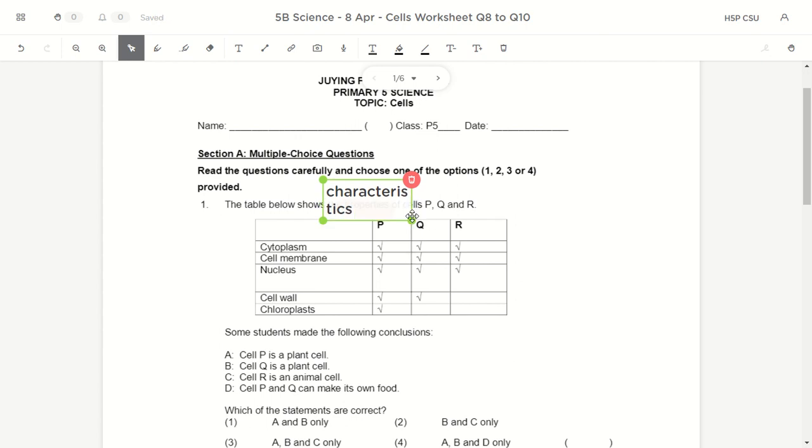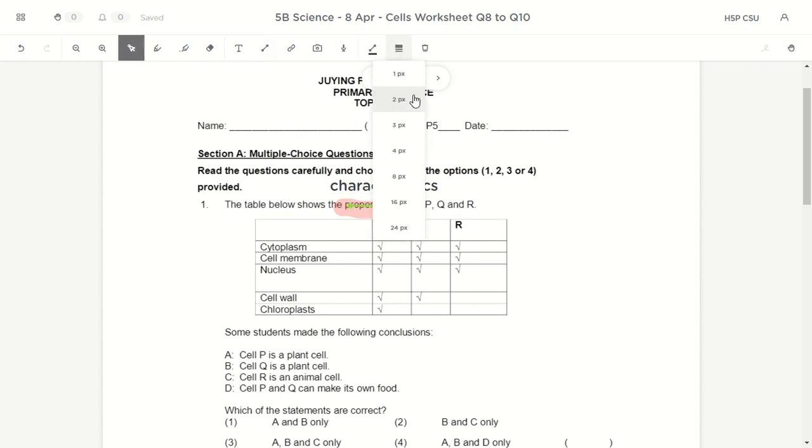Cells don't have properties per se. Properties is more for materials per se. Okay, so this is characteristics. Please cancel out the word properties and replace it. I'm gonna pick a bigger line. Oh, this is too big already. Never mind, you know the idea. So the table below shows the characteristics of three cells, P, Q, and R.